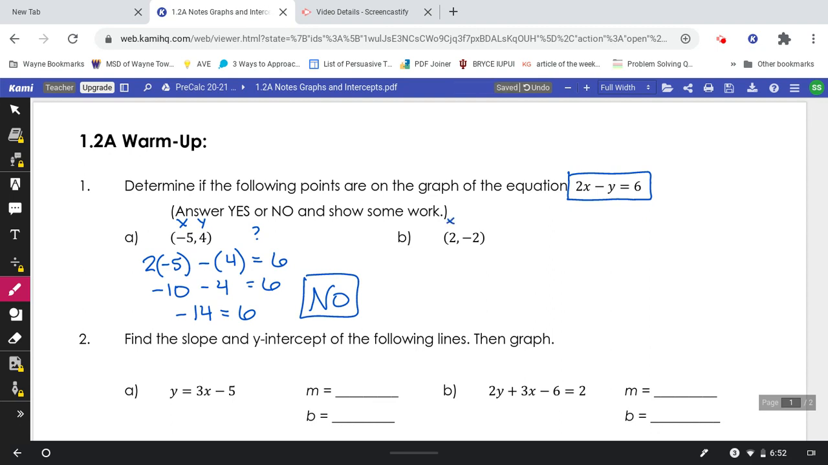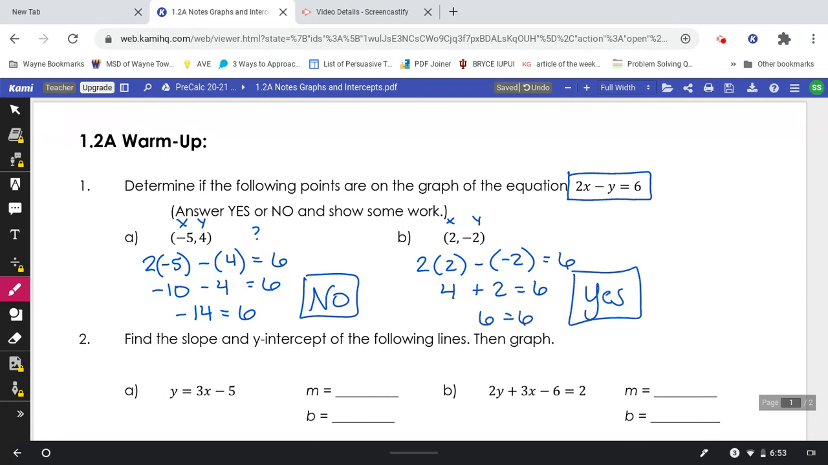Part B, x and y. Plug that in. And I have a double negative here, so you got to be careful with that one. Double negatives always turn to a positive, so 4 plus 2. And 6 does equal 6, so that part would give me a yes.